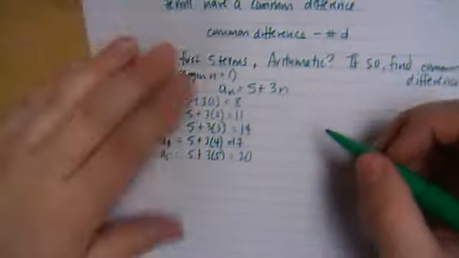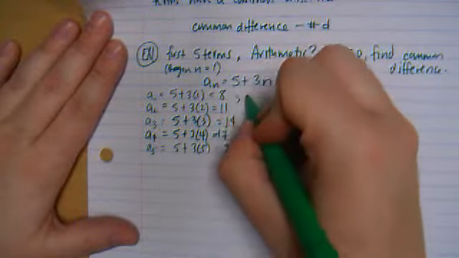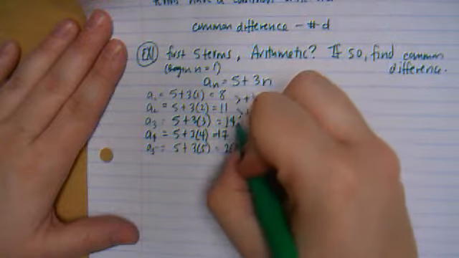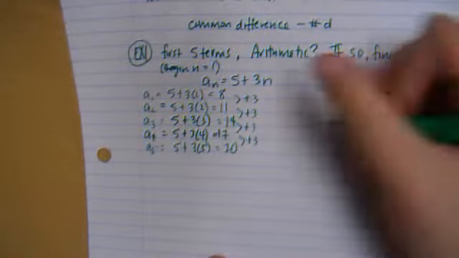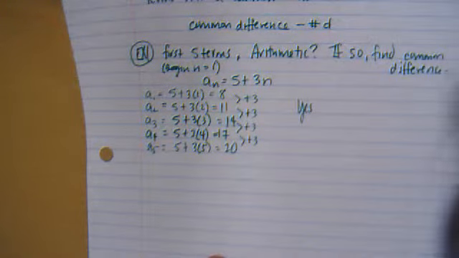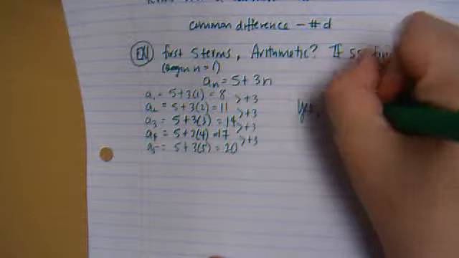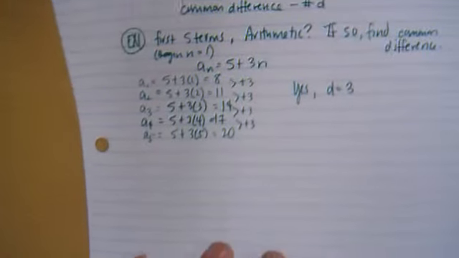Alright, if we look at these, the difference between each one, we went up by 3. Okay, so that means, yes, it's arithmetic because it goes up by the same difference each time. So your d is 3, okay, because it's going up by a positive 3.